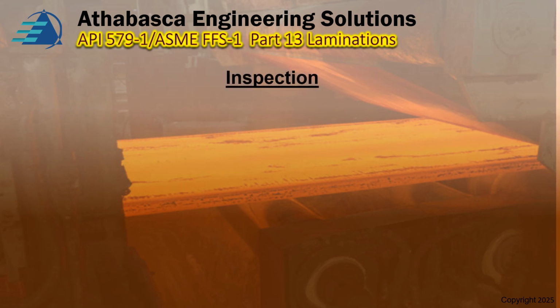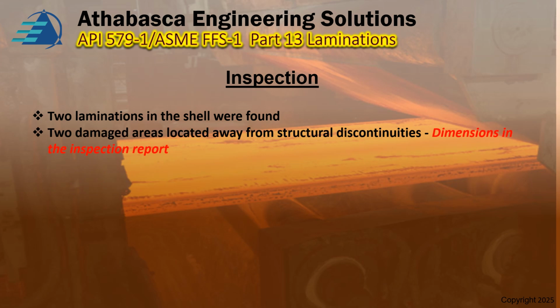Now, what the inspection team found for us. They found that there are two laminations in the shell. They found that the two damaged areas were located away from structural discontinuities. In Episode 1 we talked quite a bit about structural discontinuities, and they've indicated in the inspection report how far away they are, which is acceptable. Inspection is to me one of the most important things, and it tends to be the hardest part when we do evaluations: whether the inspection report is complete as per 579.